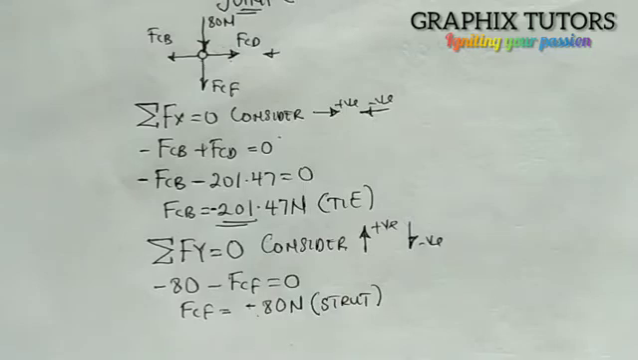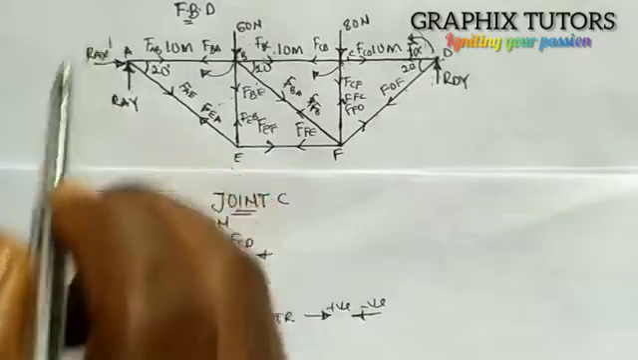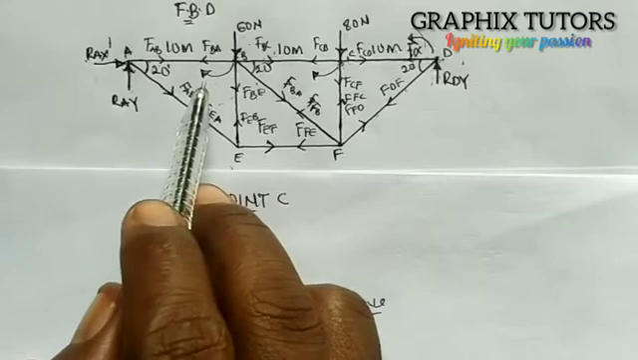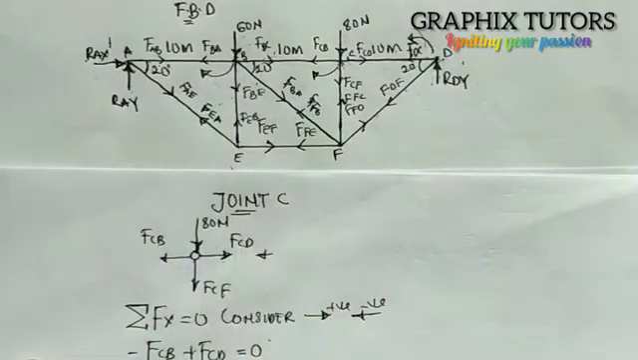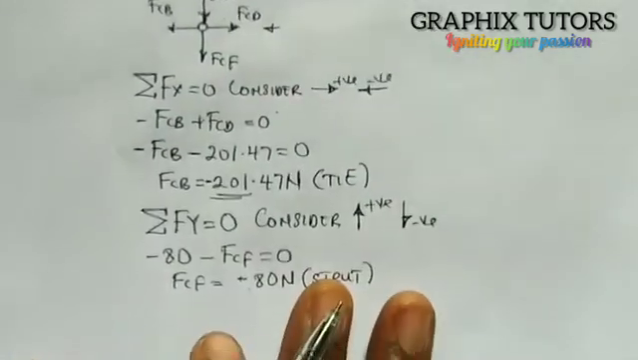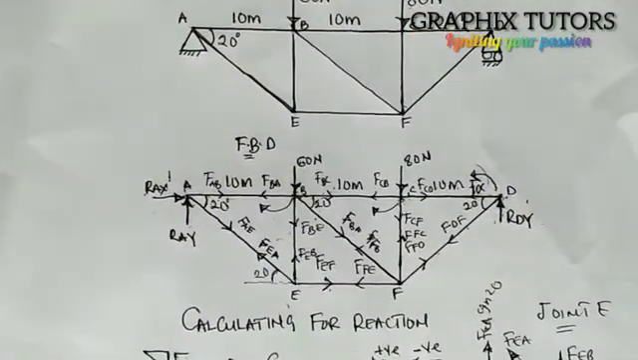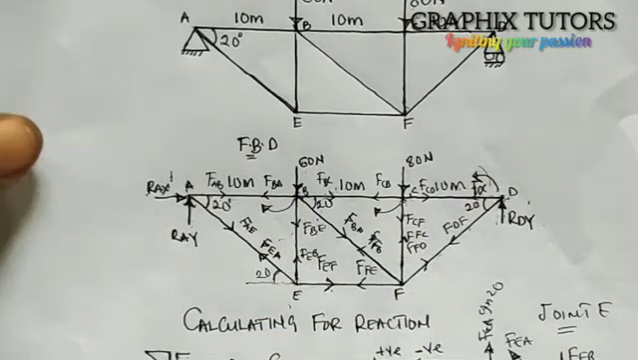So that is for joint C. Look for another joint here and see. We've done joint A, we've done D, we've done C. Now we can do B also. So let's see for joint B. Calculating for joint B, we'll look at this shape here. This is our joint B.